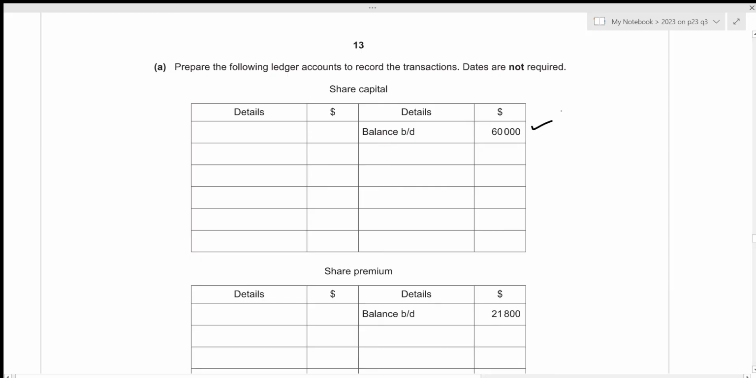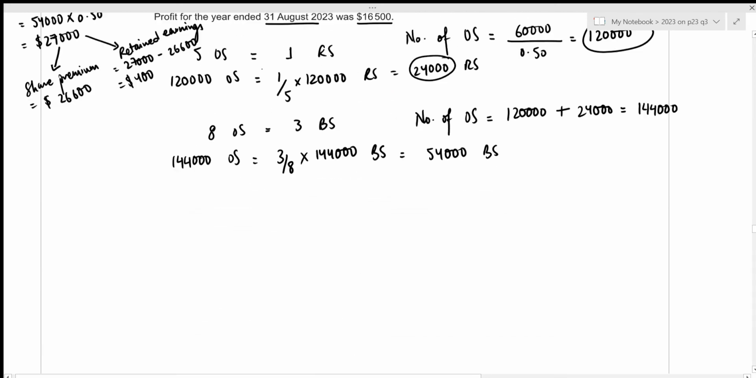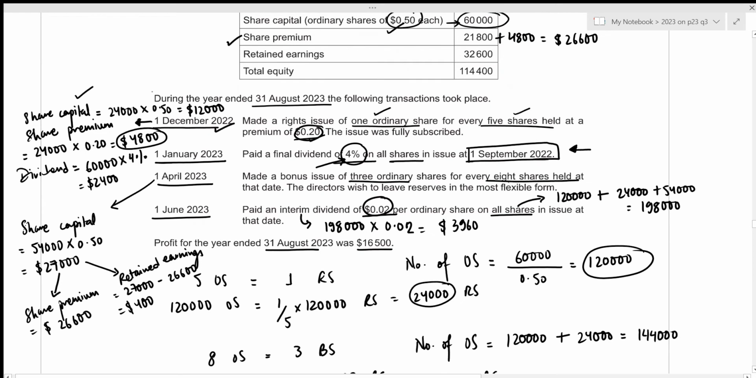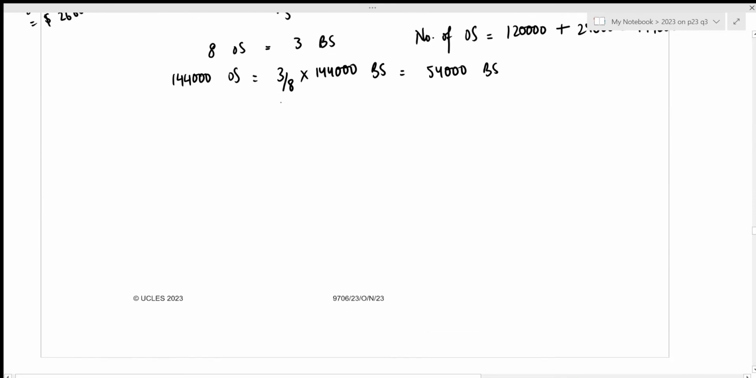So we are given the opening balance. Any increment in the share capital will be recorded on the credit side. Any decrement in the share capital will be recorded on the debit side. Okay, so the first increment was due to the rights issue, where we gained 12,000 within our share capital. And this is the amount paid into the company's bank account by the shareholders, which means that we can include this amount of 12,000 as part of the bank.